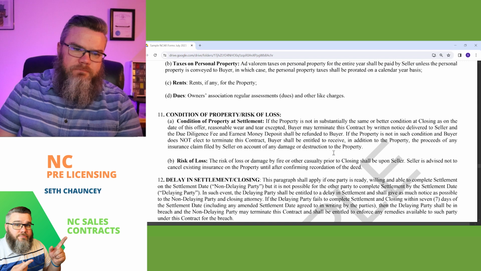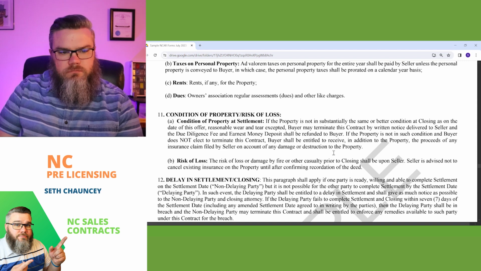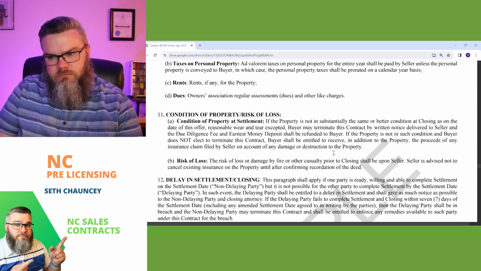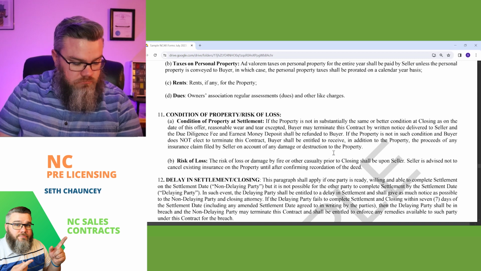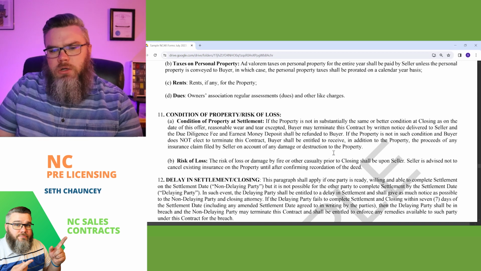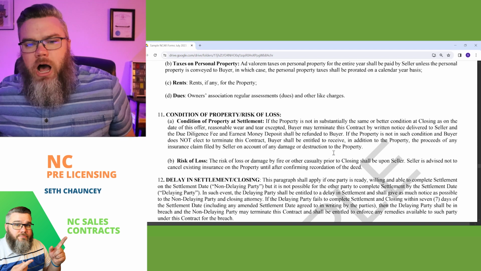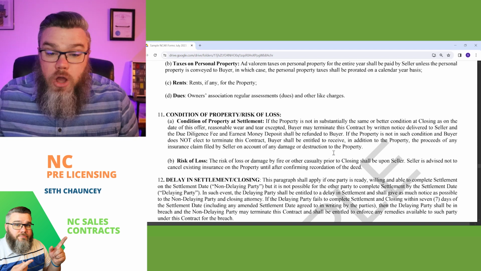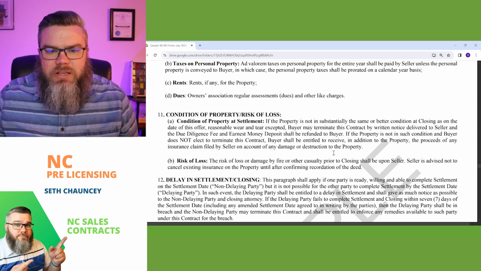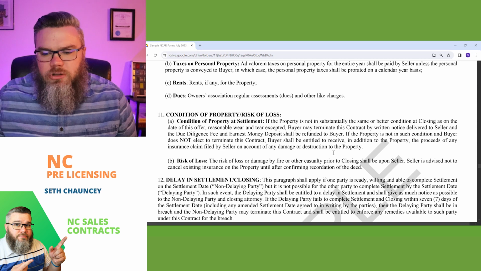Did you figure it out, Kirsten? Yeah, I just had to read that paragraph a couple times, but I'm good. Okay. So, is it common for people to move forward if the property gets destroyed? No. And reasonable wear and tear accepted basically says you can't terminate because the carpets are a little more matted.